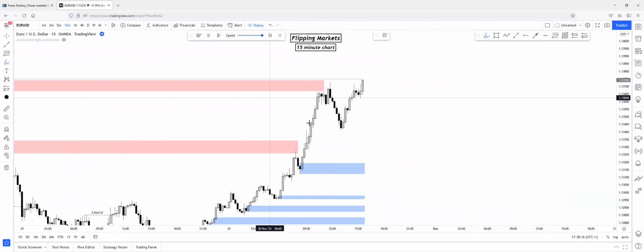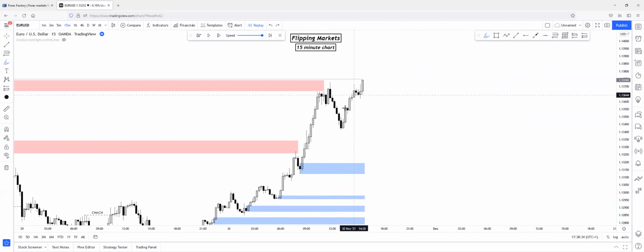As you can see, price didn't really change character here. I could call it a pullback instead of a change of character. But as you can see, price created a new high, body break here. And after the body break and the wick above, it created a false change of character to the downside.